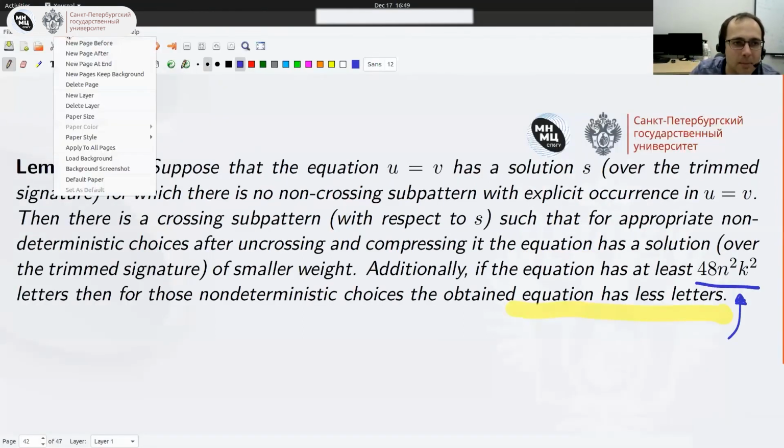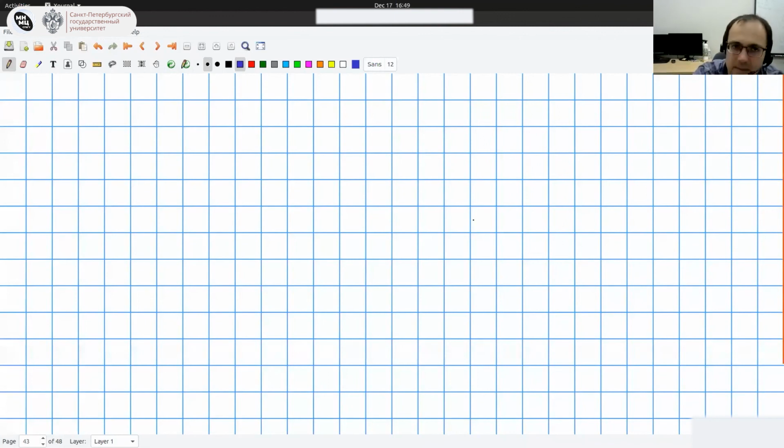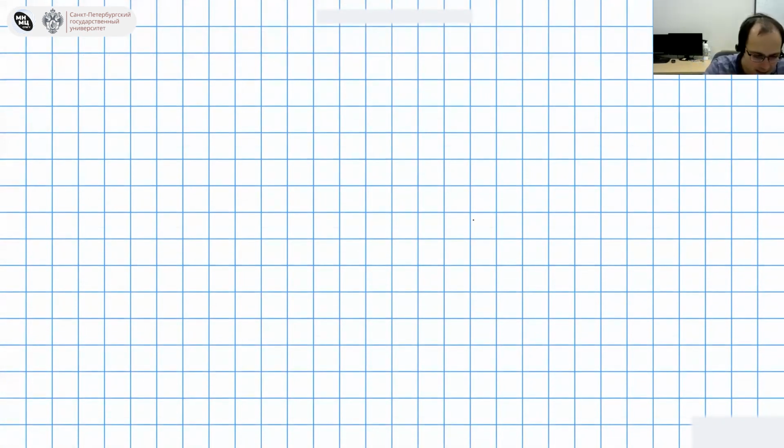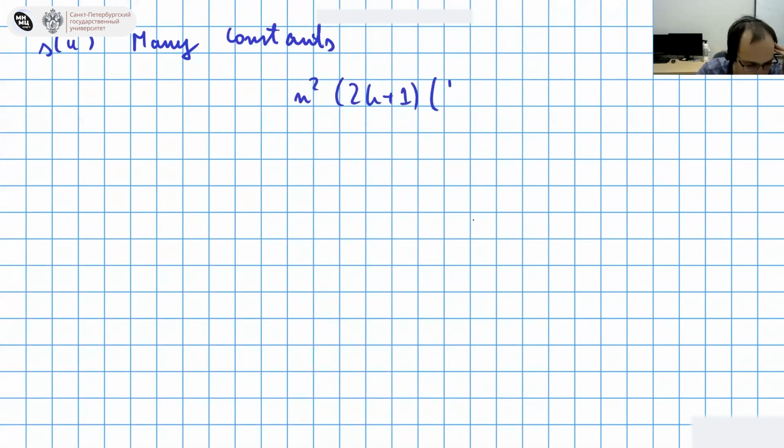And how to do that? The argument is that if there are many constants, so imagine that we have many constants in the solution. We look at S on U and there are many constants. Many means at least n squared times 2k plus 1 plus k plus 1, at least this number of constants. So we know that there are at most n times k plus 1 different crossing patterns.